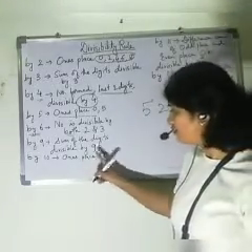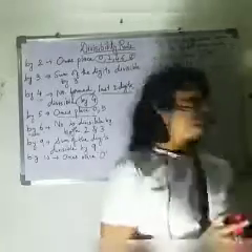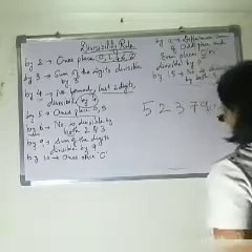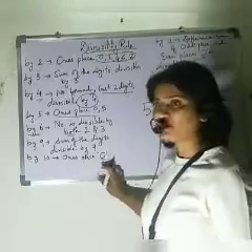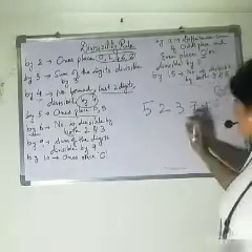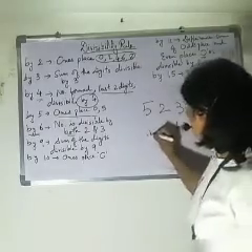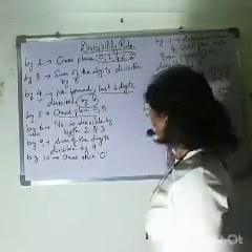But according to the rule, the ones place needs to be 0 only. This is not 0, this is the ones place value. So, the ones place needs to be 0. But here it is 4. That means this number is not divisible by 10.